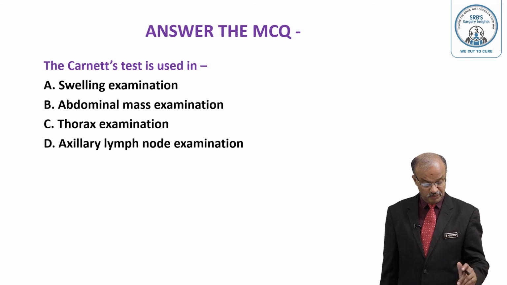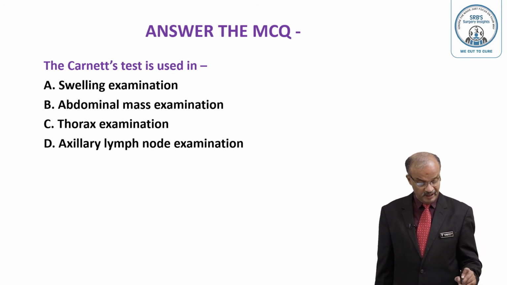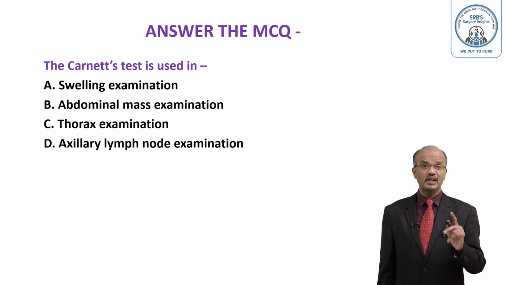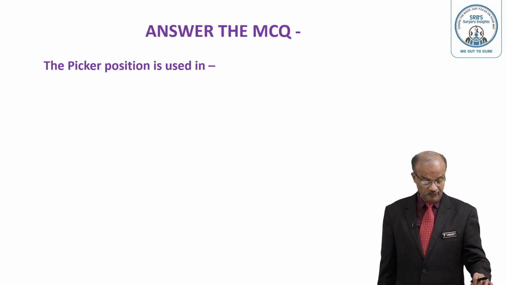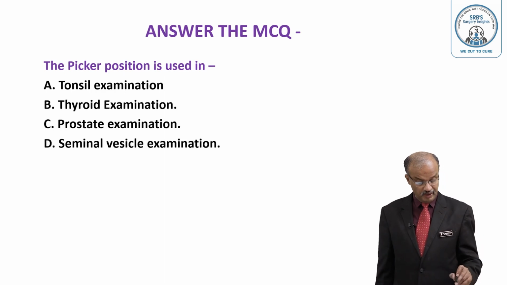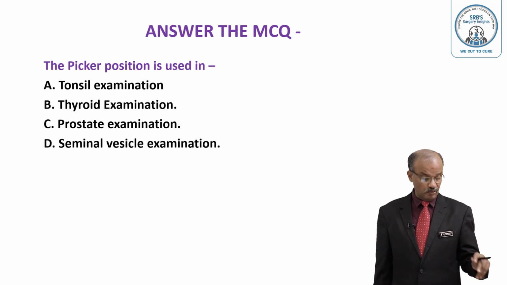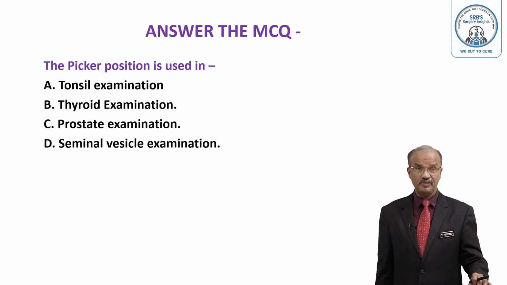So students, answer the MCQ. Corner's test is used in: A, B, C, D. Put the right answer. I will acknowledge your answer and put the right answer later. The Picker position is used in tonsil examination, thyroid examination, prostate examination, seminal vesicle examination. Again, I will put the right answer and appreciate your answers later.